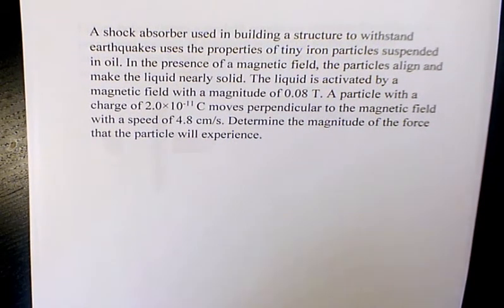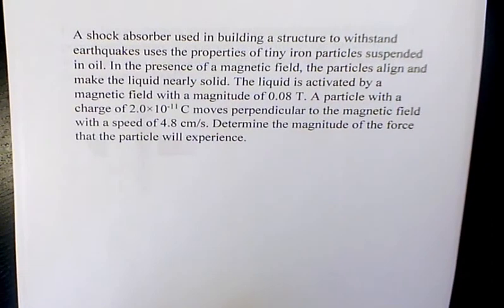Next question. A shock absorber used in building a structure to withstand earthquakes uses the properties of tiny iron particles suspended in oil. In the presence of a magnetic field, the particles align and make the liquid nearly solid. The liquid is activated by a magnetic field with a magnitude of 0.08 Tesla. A particle with a charge of 2 times 10 to the power of negative 11 coulomb moves perpendicular to the magnetic field with a speed of 4.8 centimeters per second. Determine the magnitude of the force that the particle will experience.